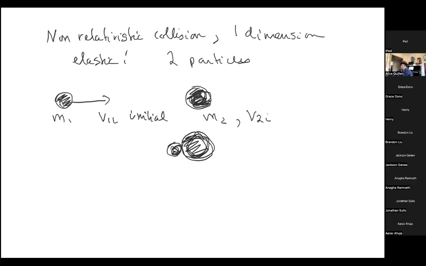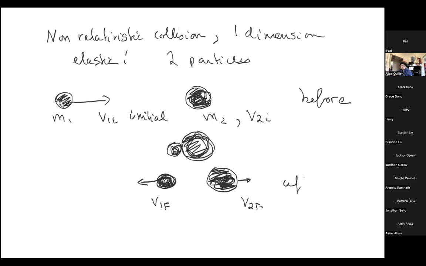So this guy will go this way, and this big one is not going to be affected as much because it's more massive. So maybe it has a smaller velocity. So this is going to have v1f as a final velocity, and this one is going to have v2f as its final velocity. So this is before, and this is after. And here's the collision.